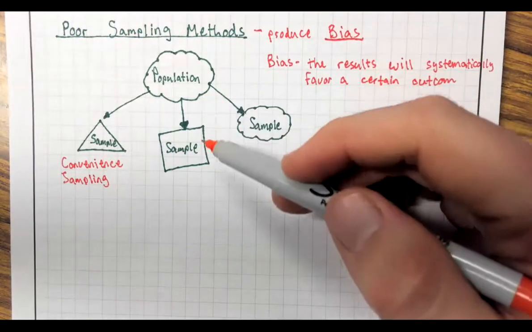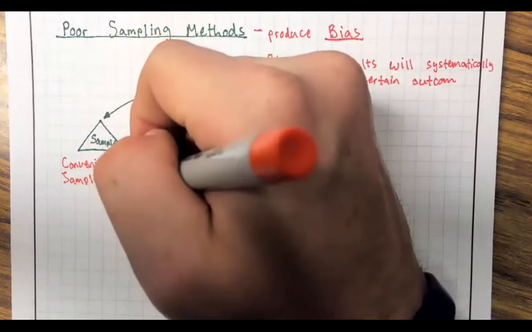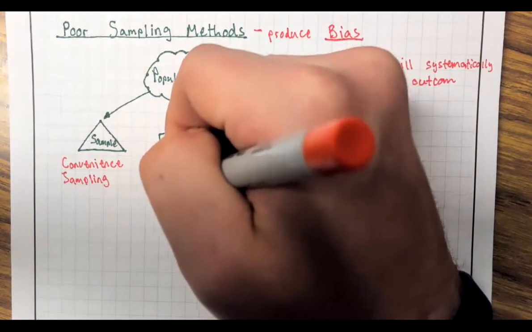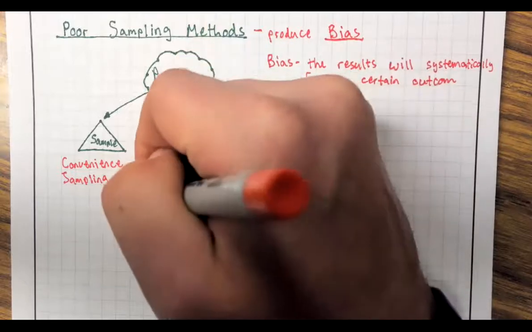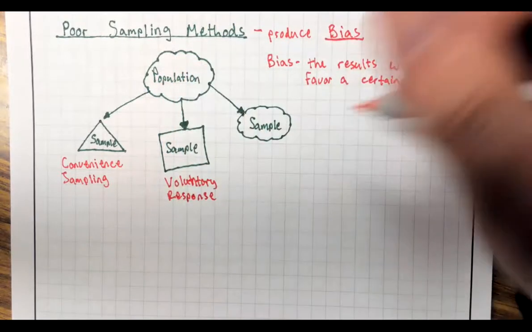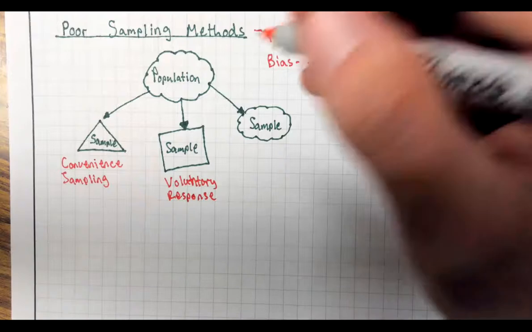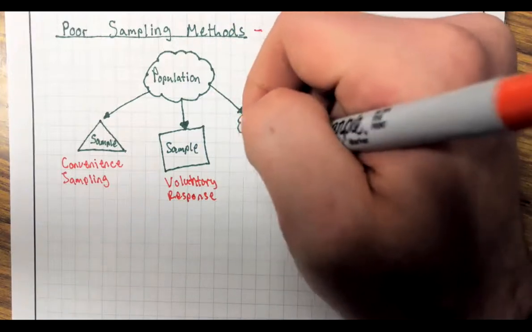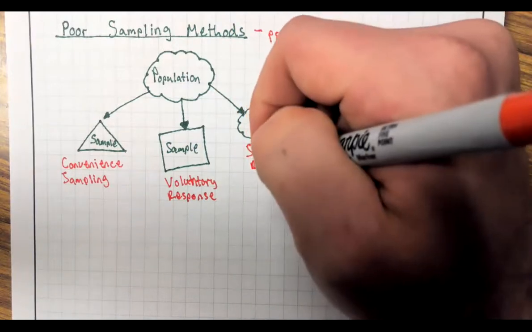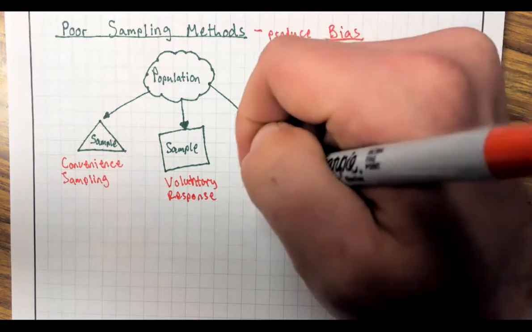Another bad way of sampling is called voluntary response. Voluntary response is another bad way of sampling. The good way of sampling, I'll just write it down here for now, is called a simple random sample.